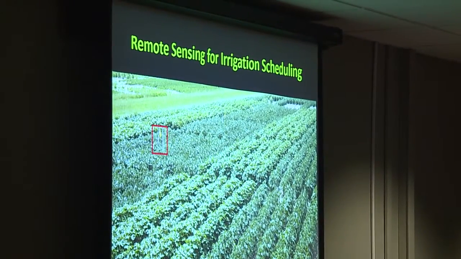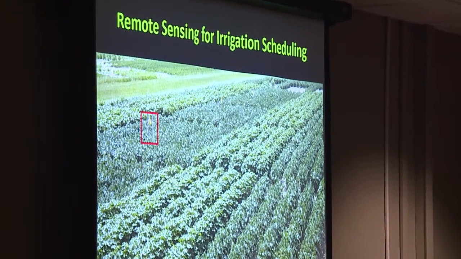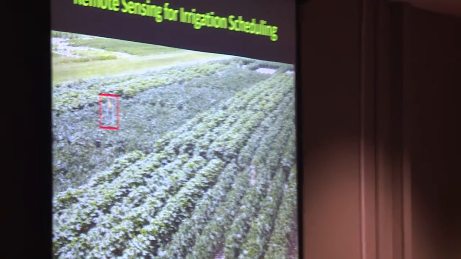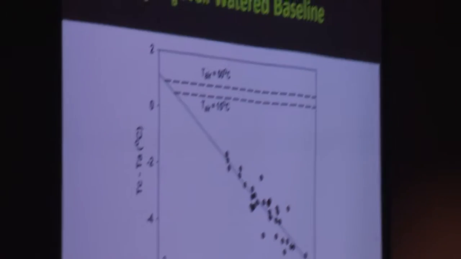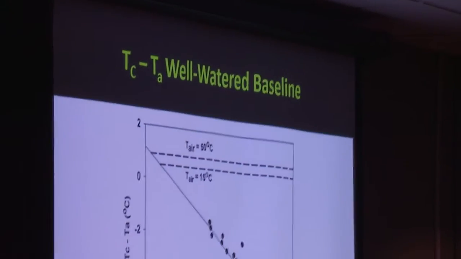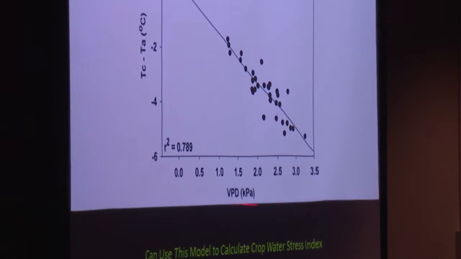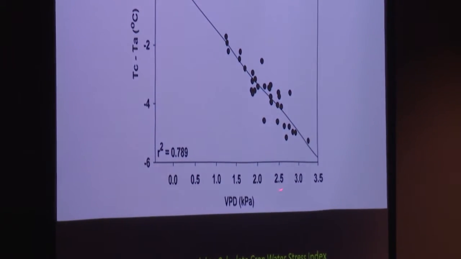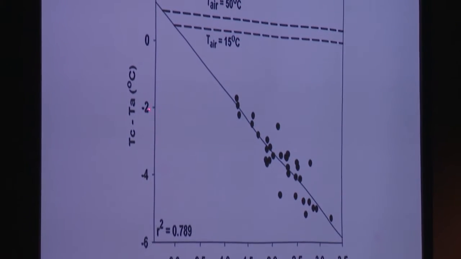But anyway, what we did is look at using canopy temperature sensors. Whenever the plant is drought stressed, the stomata will close, transpiration declines, and the canopy temperature increases. And so what we did is we outfitted every one of these plots with an infrared canopy temperature sensor. I don't want you to get too hung up on this, but for a well-watered crop, there's a very predictable relationship between vapor pressure deficit and leaf-to-air temperature difference, or canopy-to-air temperature difference.